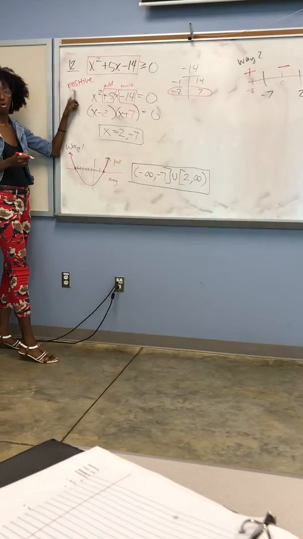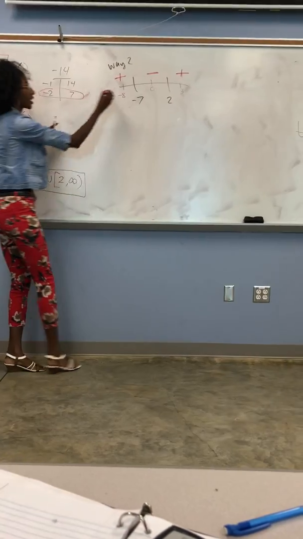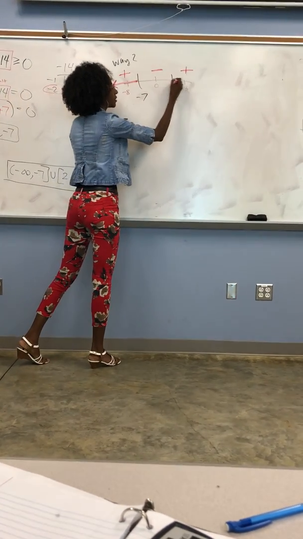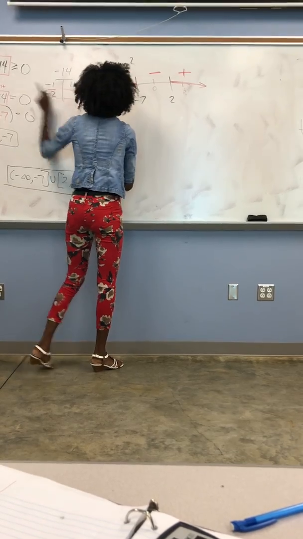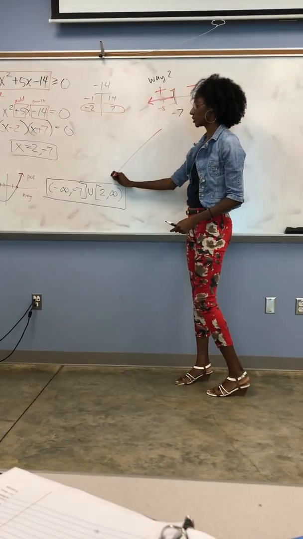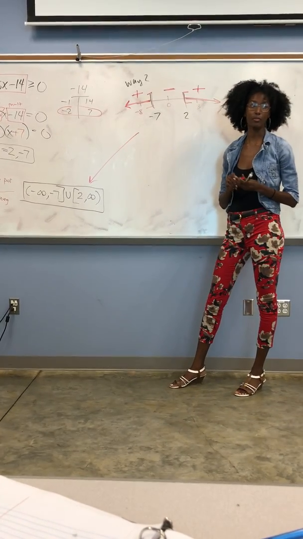You've established you only want the positive ones, so you're taking from negative infinity to -7, and then from 2 to infinity. Look at whether it's parentheses or brackets, and then it will still lead you to the same answer. So whichever way you like to do.